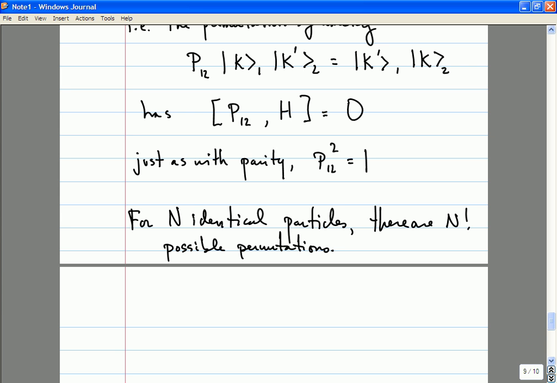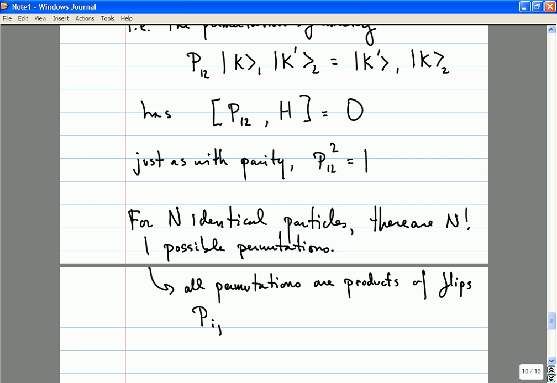And it's a mathematical fact, and one that I won't bother to prove for you, but which you can probably justify to yourself, at least in some simple examples, that all permutations are products of flips Pij, which interchange the ith state with the jth state.